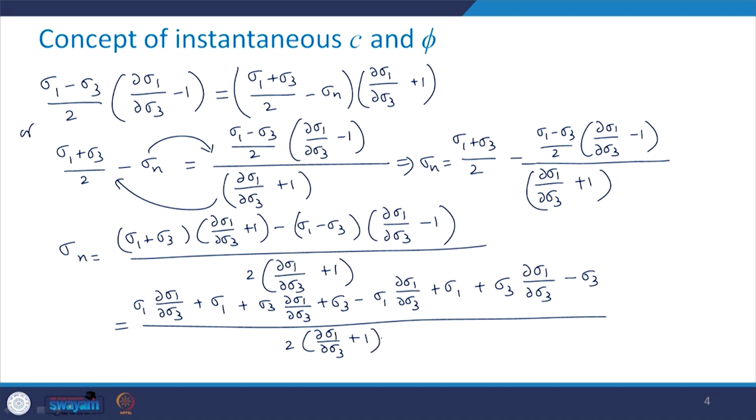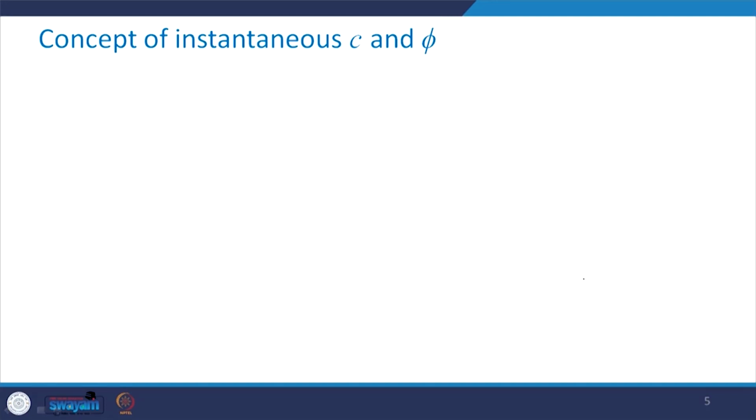Now see what all terms can get cancelled out. So you see this term and this term will go, then this sigma 3 also will go from here. So ultimately what we are going to get here is sigma n is equal to (sigma 1 plus sigma 3) del sigma 1/del sigma 3 divided by (del sigma 1/del sigma 3) plus 1. So this is what we are going to get.